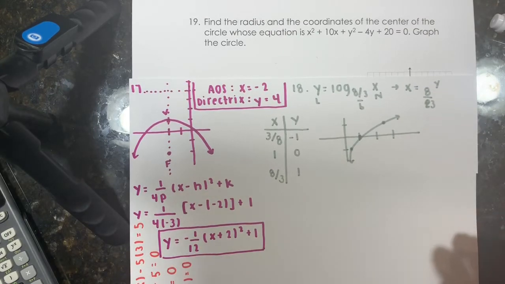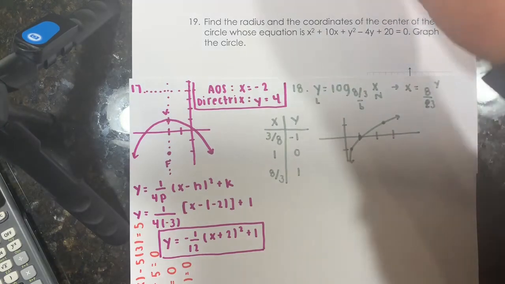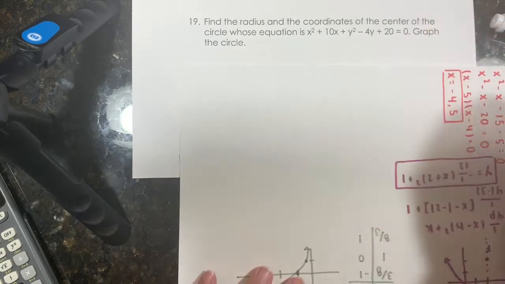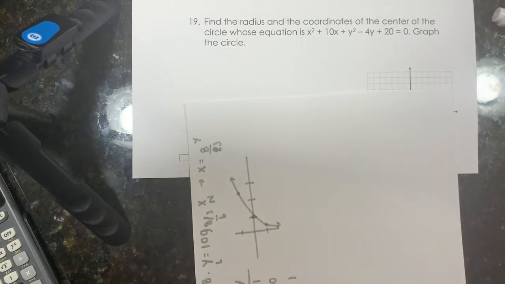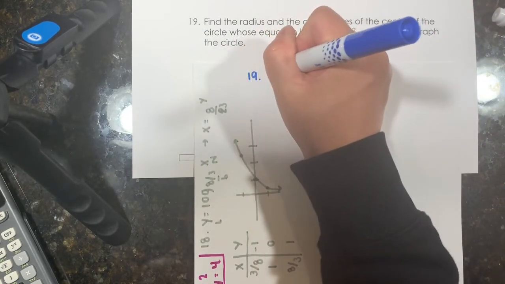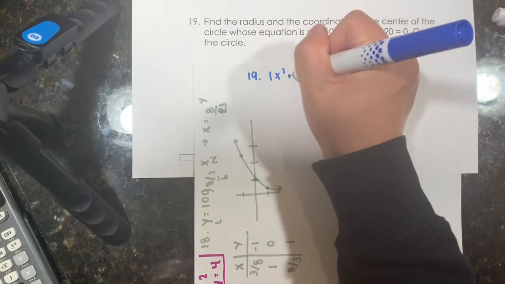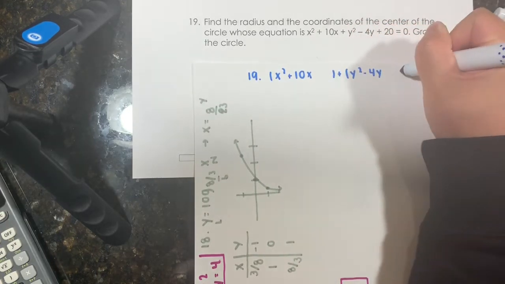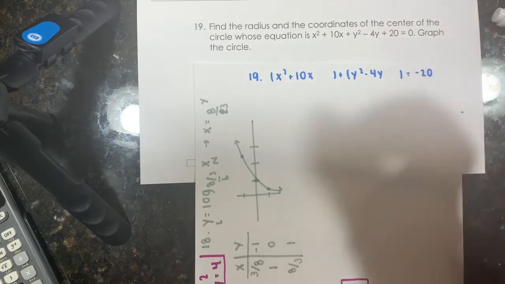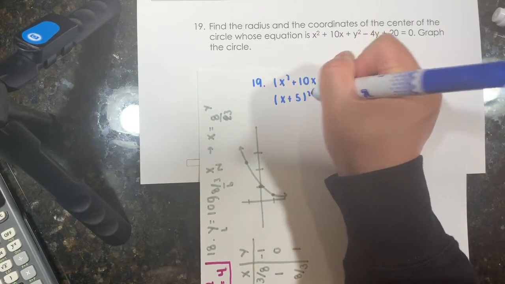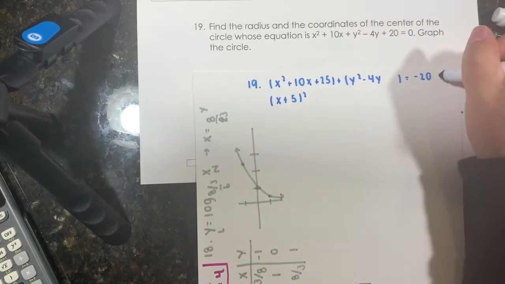Now looking at number 19, we are supposed to be graphing the circle. So what I'm going to start by doing is put all the x's together, then all the y's together, and then move the 20 to the other side. So for number 19, I would have x squared plus 10x plus y squared minus 4y equals -20. Now when I take half of this term, it would be x plus 5 squared. And I would add 25, but you have to do that to both sides.